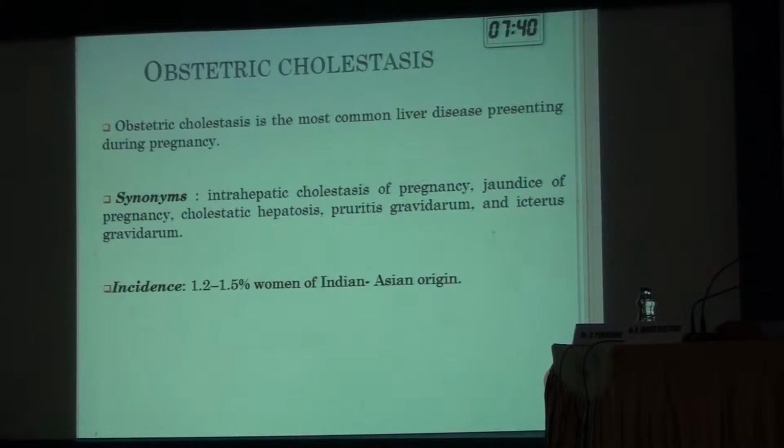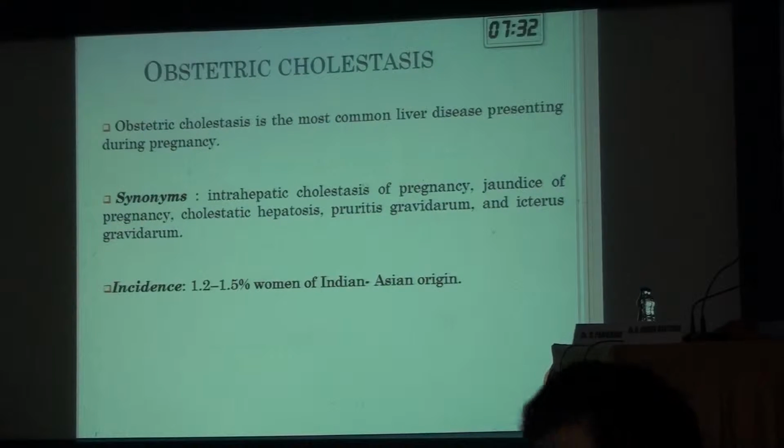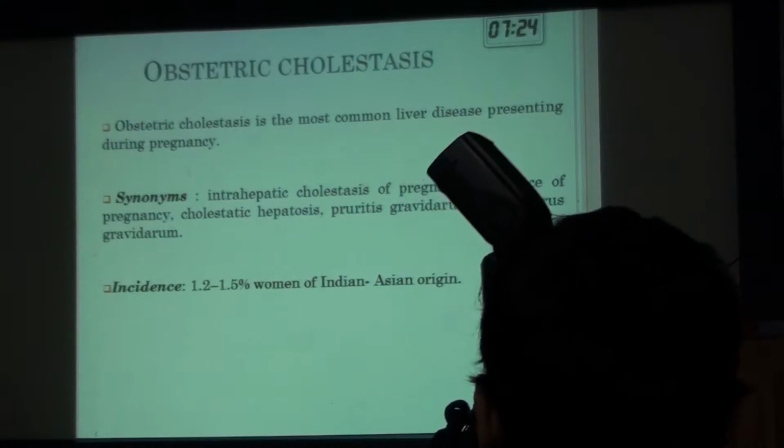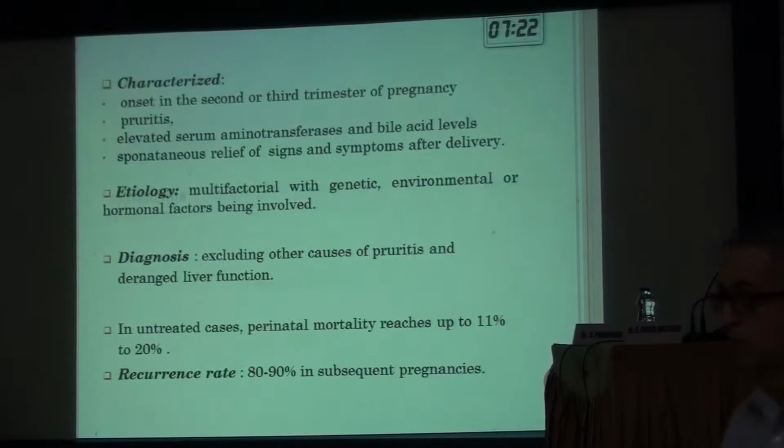Obstetric cholestasis is the most common liver disease presenting during pregnancy. It's also called intrahepatic cholestasis of pregnancy, cholestatic hepatosis, jaundice of pregnancy, pruritus gravidarum, and icterus gravidarum. The incidence being 1.2 to 1.5% women of Indian Asian origin. It's characterized by onset in the 2nd or 3rd trimester of pregnancy.